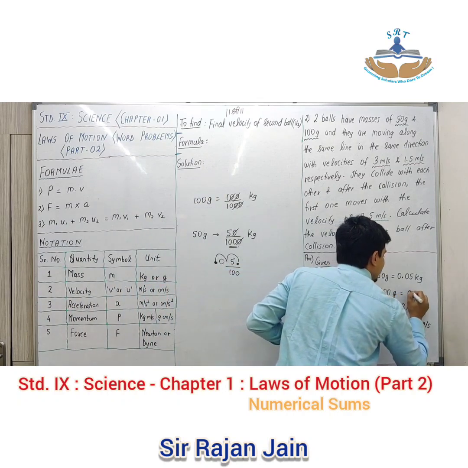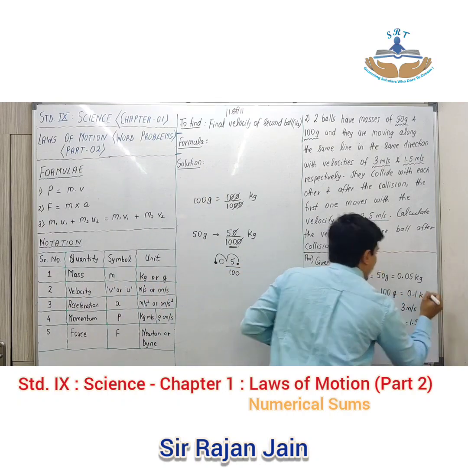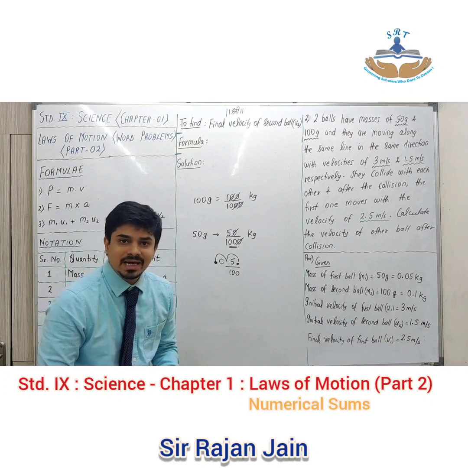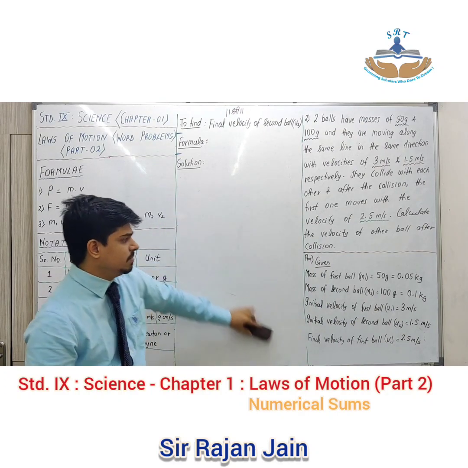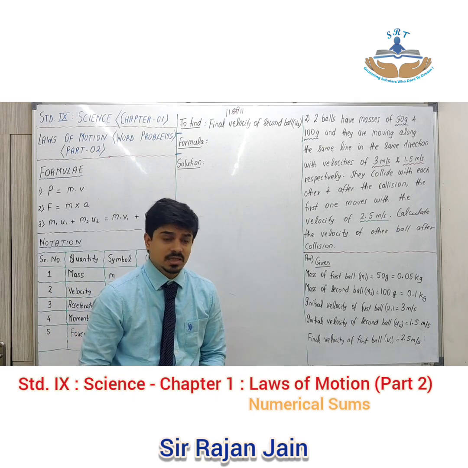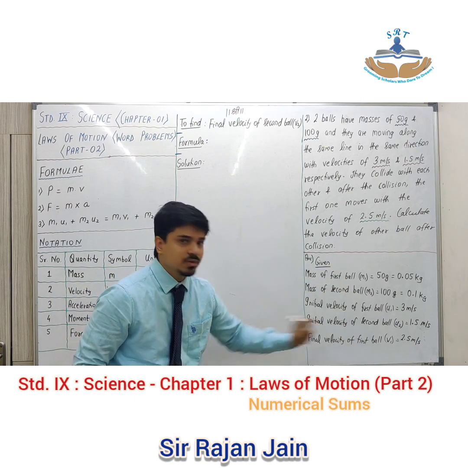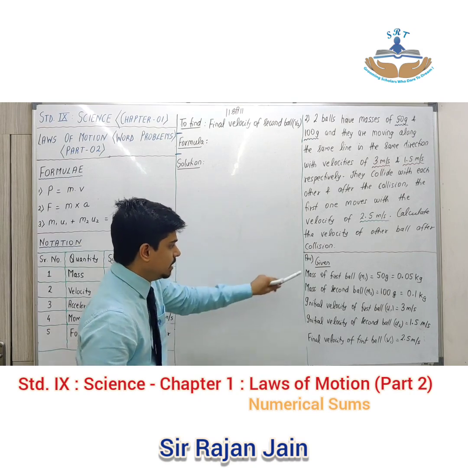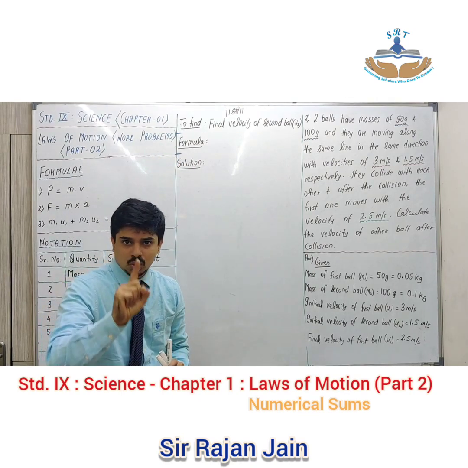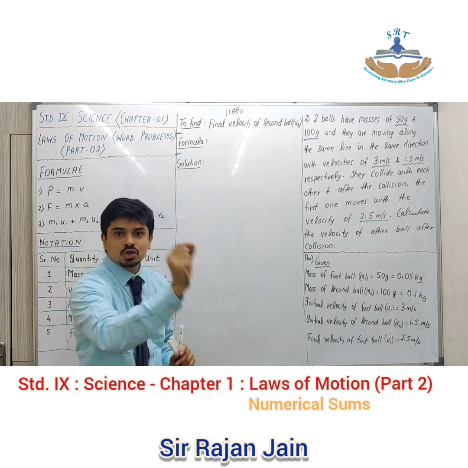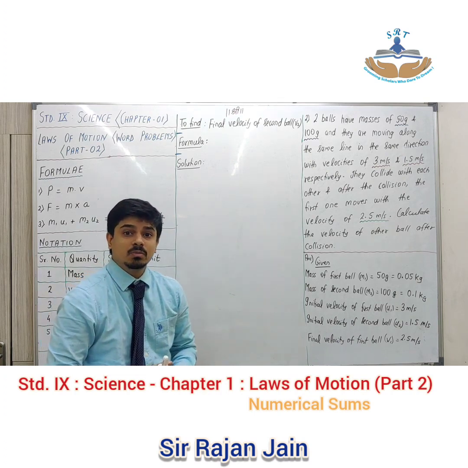So in this case it will be 0.1 kg. Understood why I have converted over here? Because either everything should be in SI system or everything should be in CGS system. Now I have converted everything into SI system. Clear? So this becomes your given data. This is to find formula. Formula is what? Total initial momentum should be equal to total final momentum.